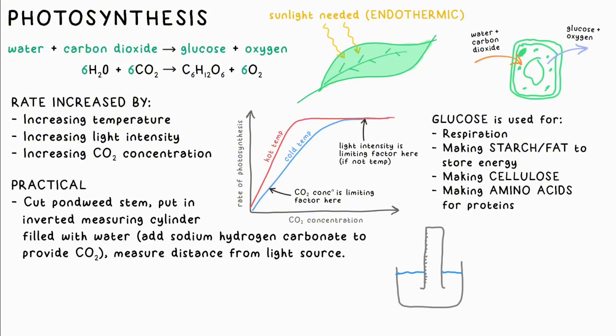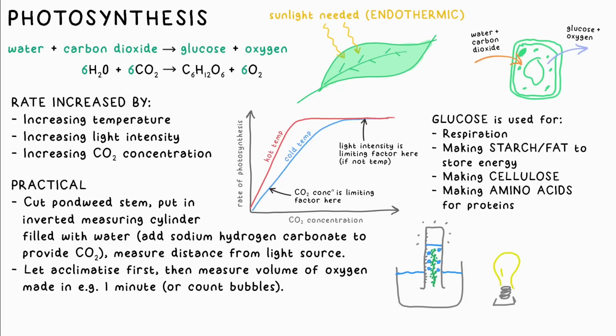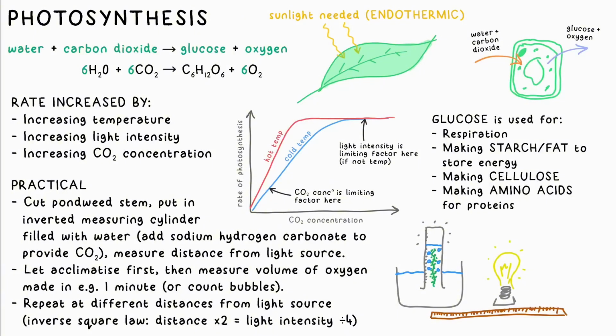We can measure the rate of photosynthesis by submerging pondweed in an inverted measuring cylinder. We measure the volume of oxygen made over time. We can instead count the bubbles, but it's less accurate. The independent variable could be the light intensity, and that's changed by varying the distance from the light source, for example a lamp. However, light intensity follows an inverse square relationship. In other words, if you double the distance, the light intensity quarters. 3 times further, 1/9 of the intensity.